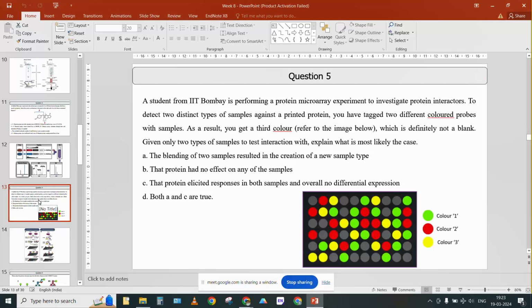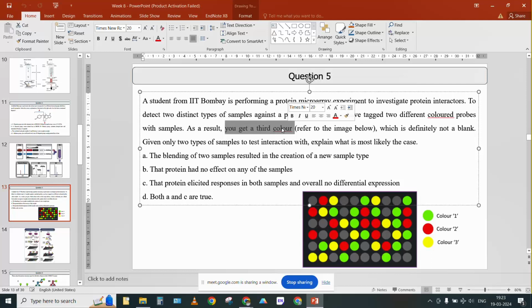So the unexpected third color in the question, they are saying that you get a third color. So this is the unexpected third color. We'll look at the reason for the unexpected one. The emergence of a third color on the microarray, distinct from the colors of the two labeled probes and the blank, suggests an unexpected phenomenon.